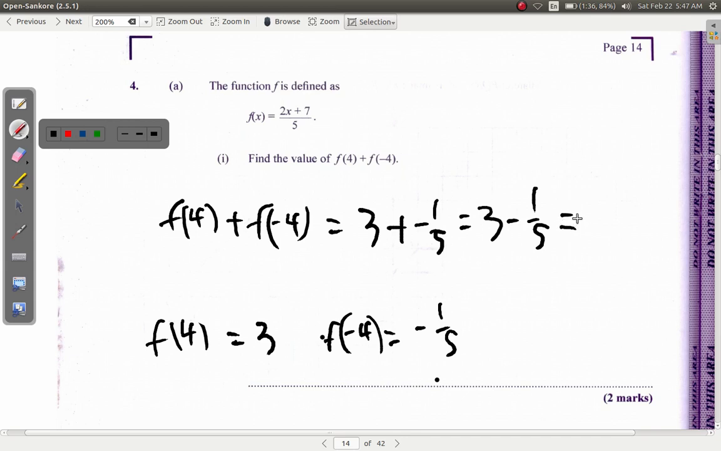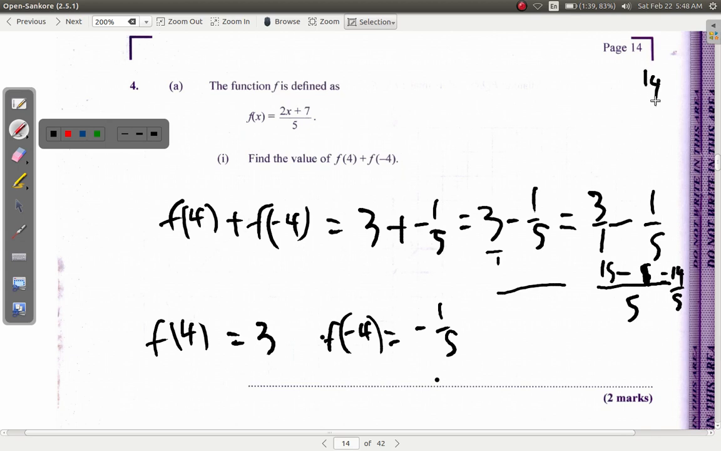3 minus 1/5. You could say the LCM, or let's do it over here. 3 over 1 minus 1 over 5. You could find the LCM, or you could use another method. The LCM of 1 and 5 is 5. 1 into 5, 5 times 3 is 15, minus 5 into 5 goes 1, which is 15 minus 1, 14 over 5. So it's 14/5.